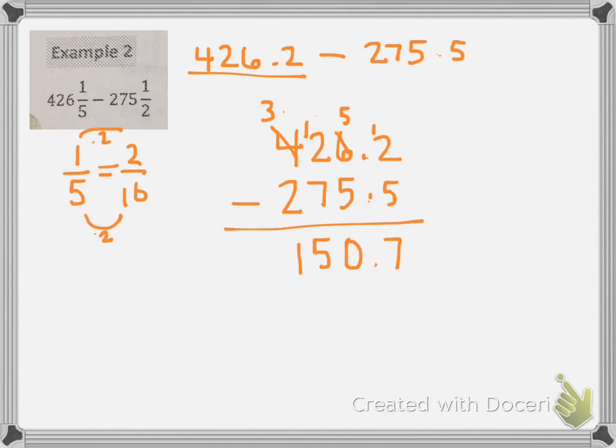Okay? That's example 2. This is how you do it. We're going to change these mixed numbers into decimals and then line up the place values and the decimal point so that we can add and subtract.